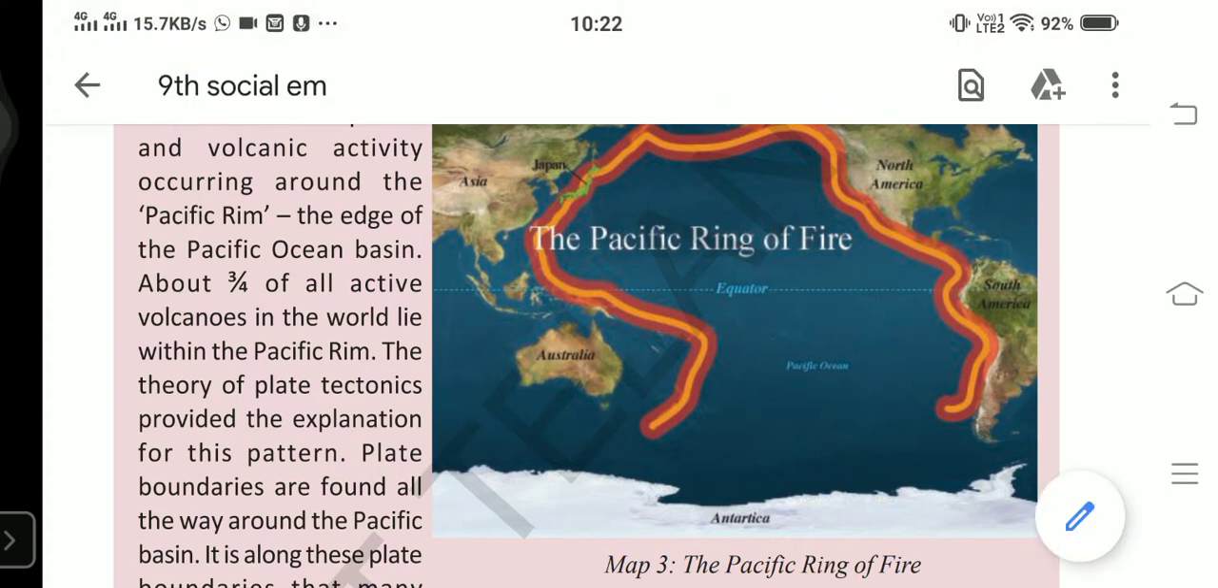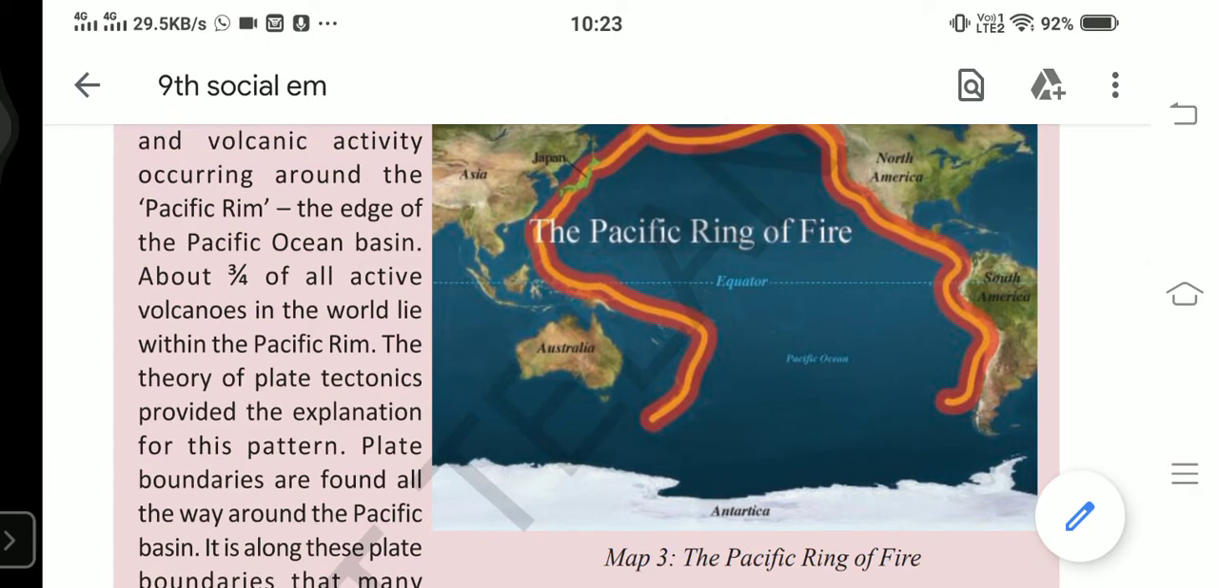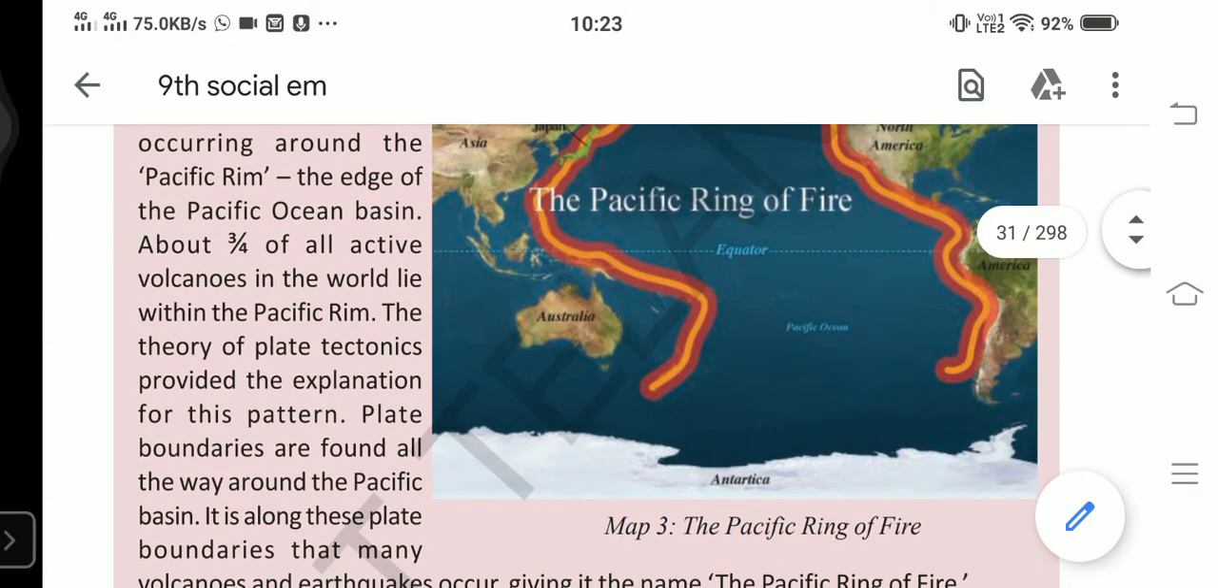And it is the theory we already studied, that the movement of the plates is called plate tectonic movement, right? So plate tectonic movement gives an idea for understanding volcanic eruptions and earthquakes around the Pacific boundary. There, the plate boundaries are found all the way around the Pacific basin.